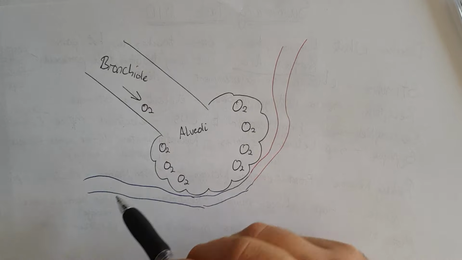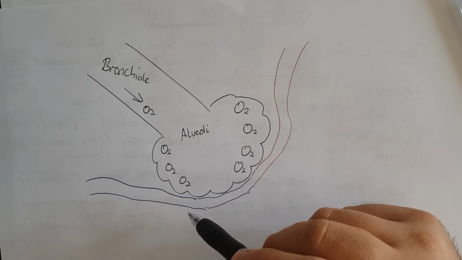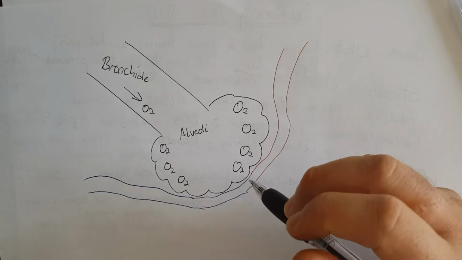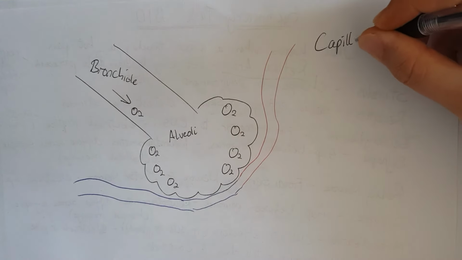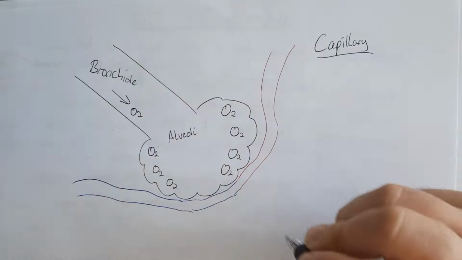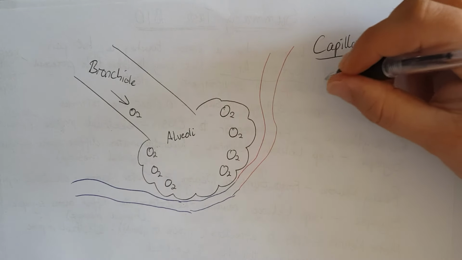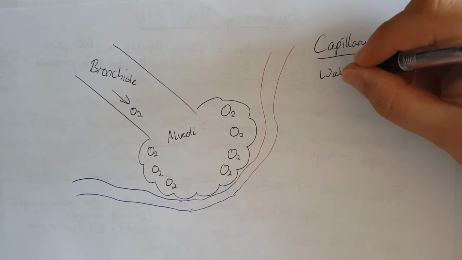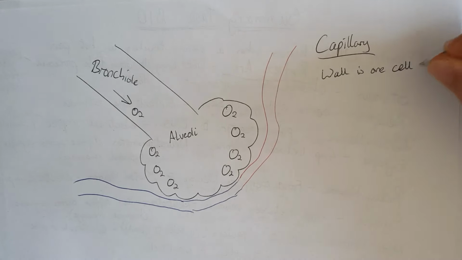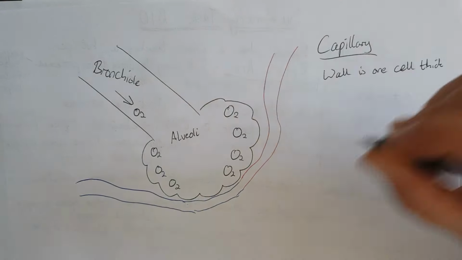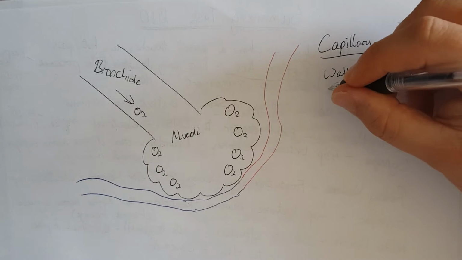Now, inside our body, we've got our blood vessels. We're going to focus on the blood vessel where exchange happens, and this is the capillary. Things we know about the capillary: the wall is only 1 cell thick. And this helps with diffusion.